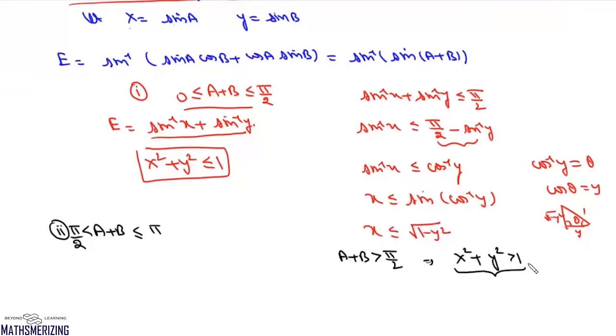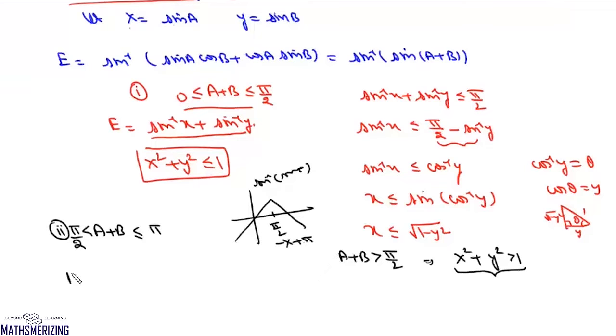Now when a plus b is greater than pi by 2, then if we draw the graph of sine inverse of sine x, in this interval from pi by 2 to pi, this definition is minus x plus pi.